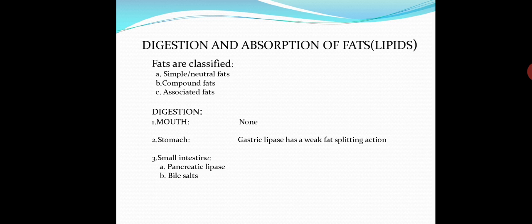Now, let us learn the digestion and absorption of lipids. Fats are classified as simple or neutral fats. These are the triglycerides, which are formed from one molecule of glycerol and 3 molecules of fatty acids. The commonly known fatty acids are palmitic acid, stearic acid, and oleic acid.